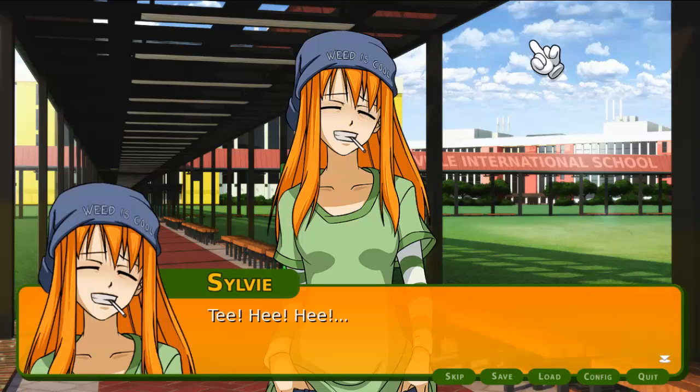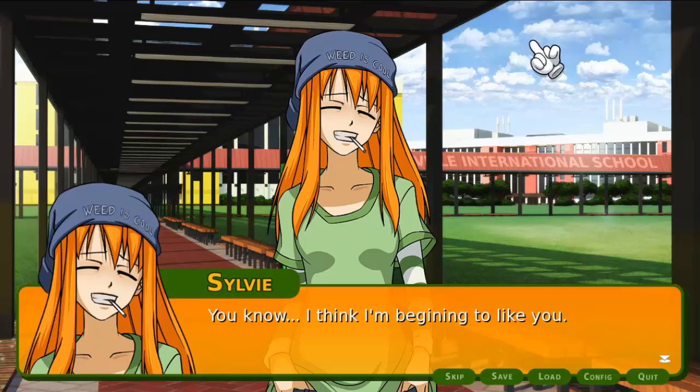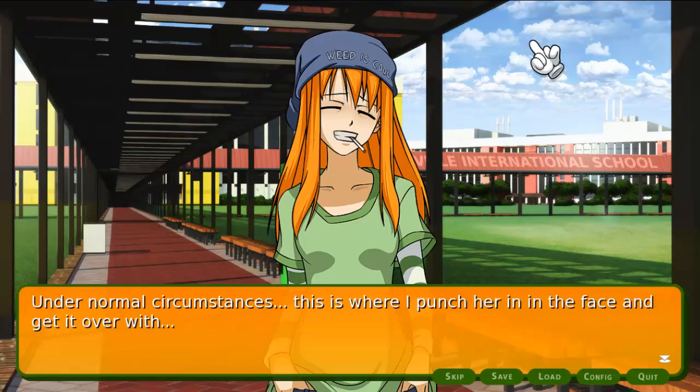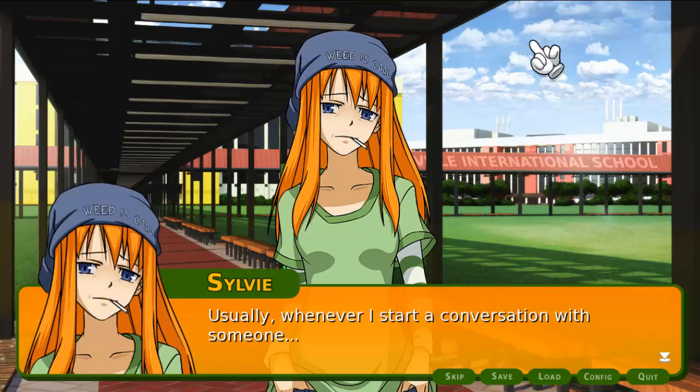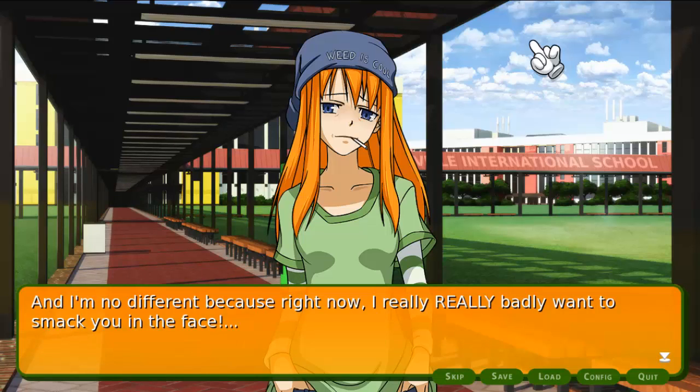Hehehe. What's so funny, white trash? No, I think I'm beginning to like you. Under normal circumstances, this is where I punch her in the face and get it over with. Usually whenever I start a conversation with someone, I end up getting into all sorts of trouble, most of the time. And I'm no different, because right now, I really badly want to smack you in the face.